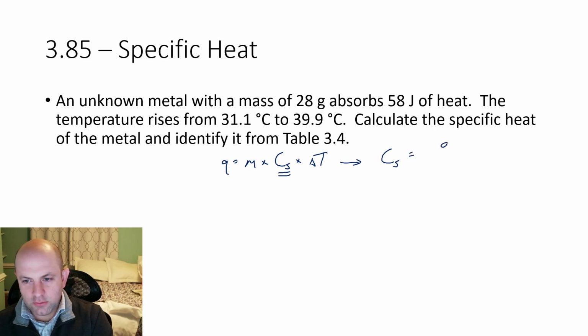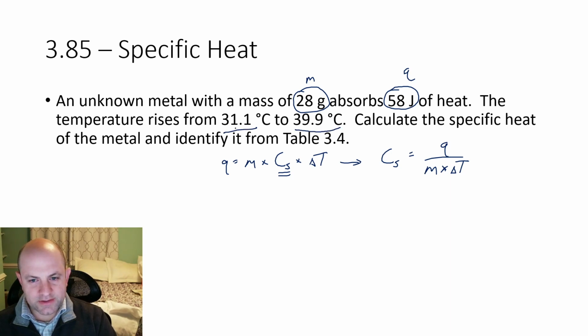Q divided by m times the delta T. Okay? And so now we're going to say, okay, well, let's plug that in. Well, the Q is heat, and here we go, 58 joules of heat. There's my Q. M is the mass, and there we go, 28 grams is the mass. Again, delta T is the final minus the initial.